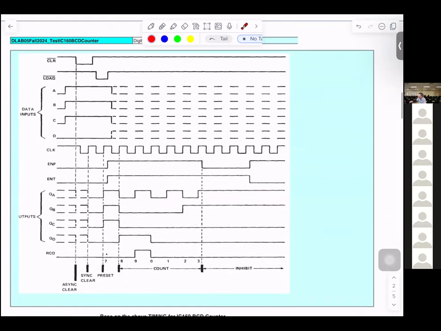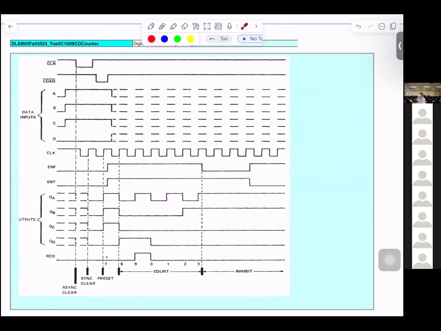Now try to see that one. Timing. First thing, if you want to clear, here, clear will be 0. Then with clear equal to 0, you're looking at the output here, QA, QB, QC, QD, and you want that output to be 0, 0, 0, 0. The only thing is you apply clear equal to 0, then you verify the output is supposed to be 0, 0, 0, 0. That is the first test.